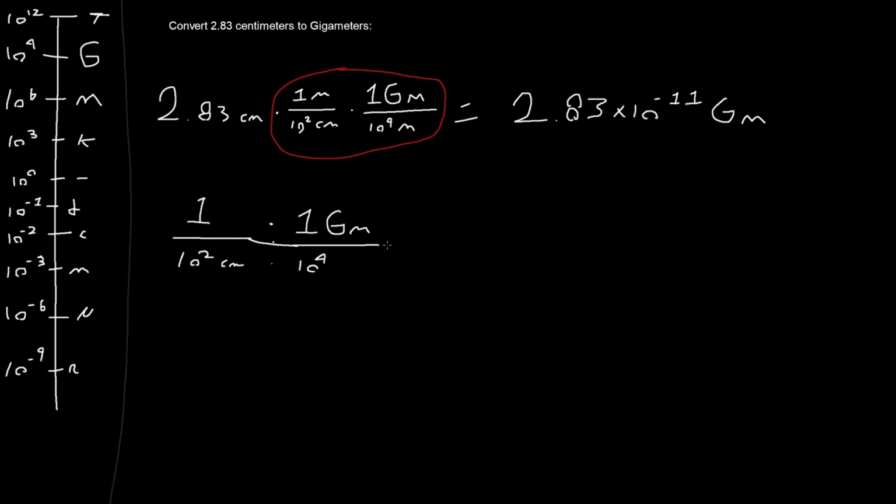If we multiply these, we would get 1 Gm over 10 to the 11 cm. So remember when we're multiplying exponents, we add them together if they have the same base. So 2 plus 9 is 11. There's no unit here, so we can just write it. And this is our conversion factor.